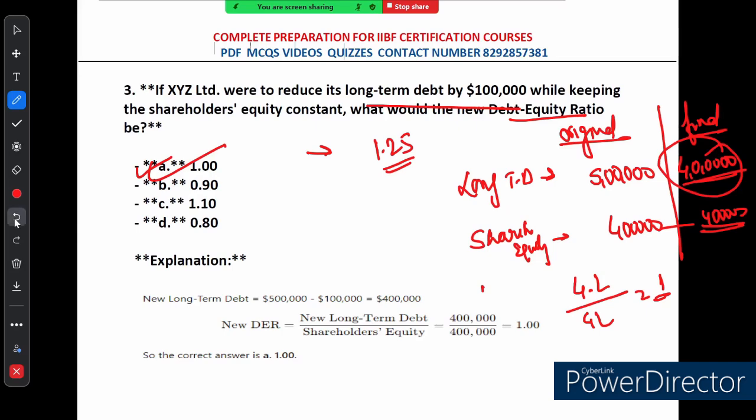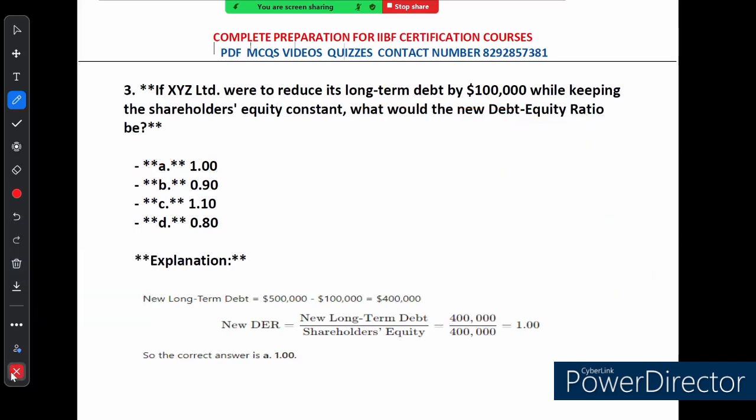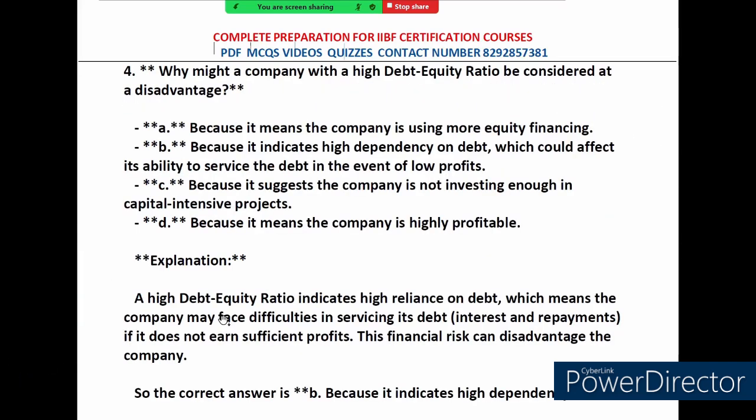Hopefully this concept is clear now. Now let's come to the next question. Next question is why might a company with a high debt equity ratio be considered a disadvantage? So very good question, that if a company has a high DER, why is it a disadvantage? Let's go through the options.